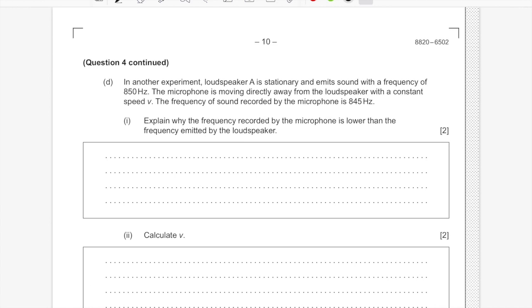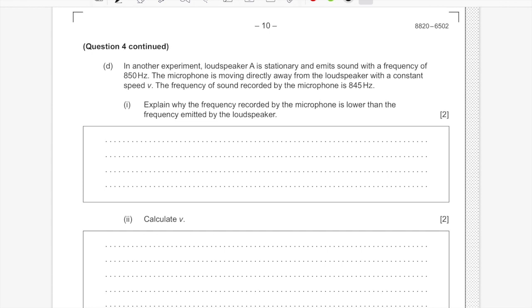Okay, since this is a higher level paper, we have this Doppler effect question now. Microphone moving away from the loudspeaker. We have to explain why the frequency is lower. So this is the Doppler case of a moving observer. The speed of the wave is unchanged as it travels through the air. So the speed of the sound wave relative to the microphone, because the microphone is moving, is lower, because the microphone is moving away from the wave.